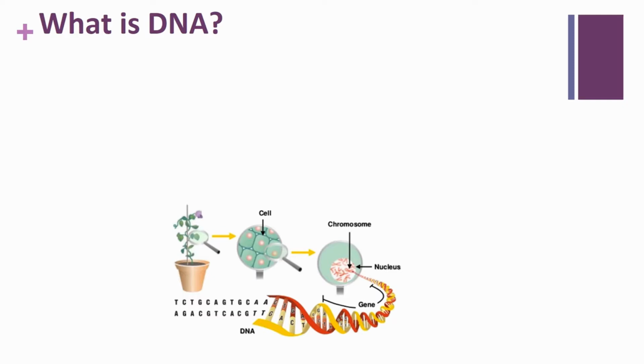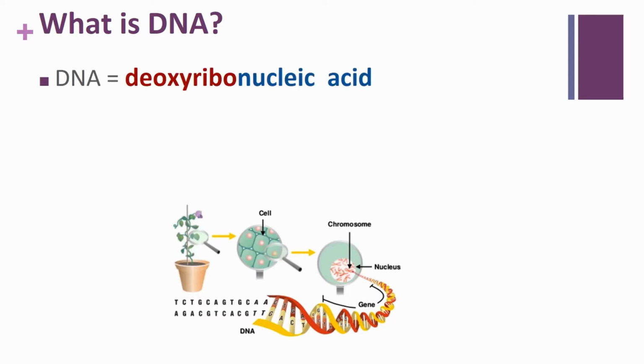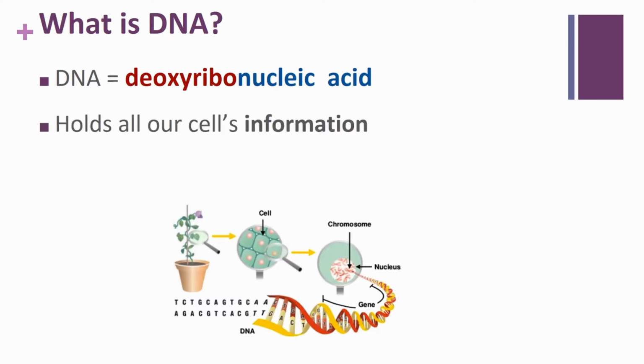What is DNA? DNA is also known as deoxyribonucleic acid. The deoxyribo portion of the word represents the sugar that is found in DNA. DNA holds all of the information in a cell. In a eukaryotic cell, it's going to be located in the cell's nucleus. In a prokaryotic cell, the DNA will be located in the nucleoid region.